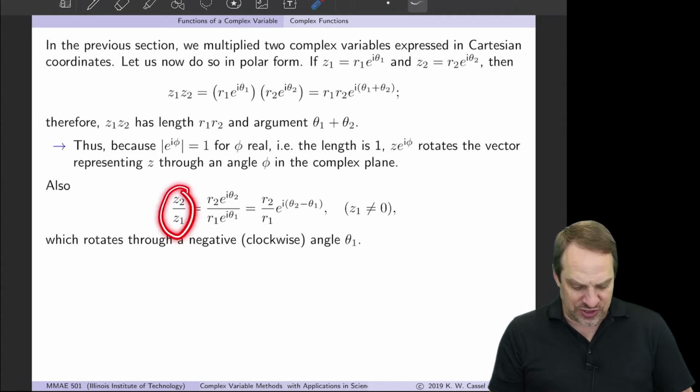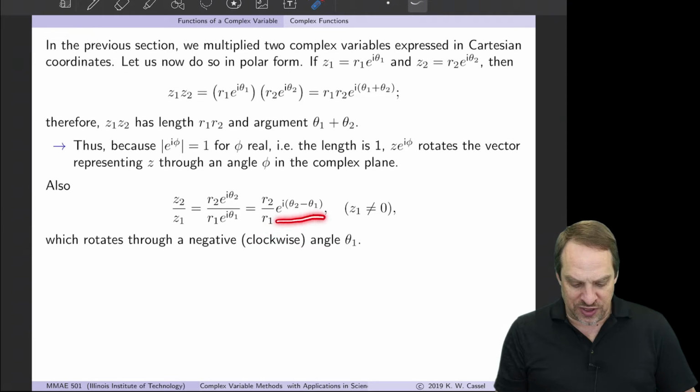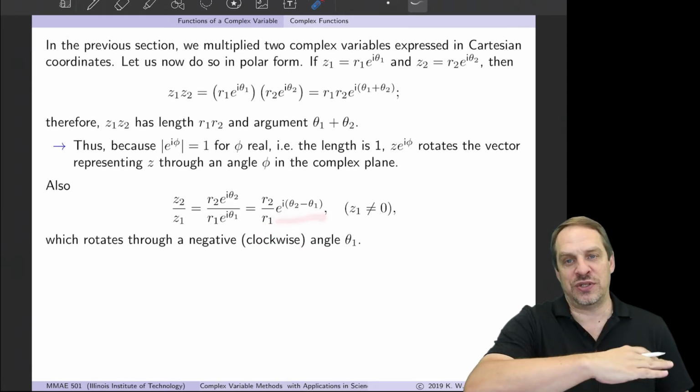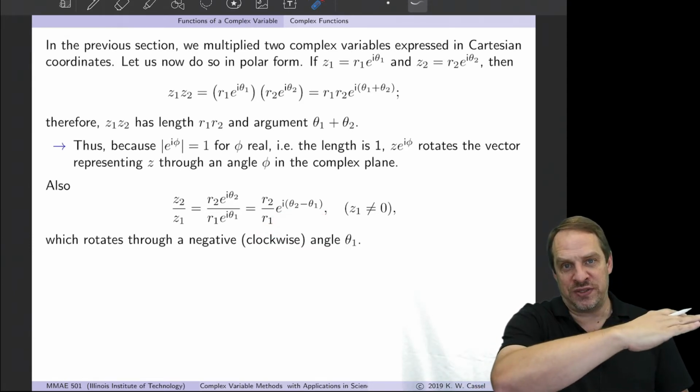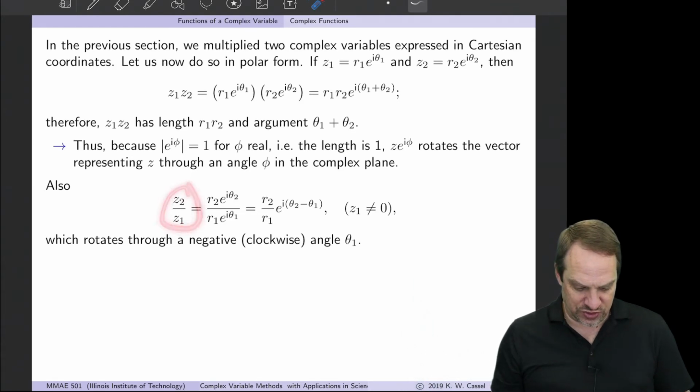Similarly, then the quotient, z2 over z1, gives us r2 over r1, e to the i theta 2 minus theta 1. So then it's the difference. It's theta 2 minus theta 1 if it's the quotient.